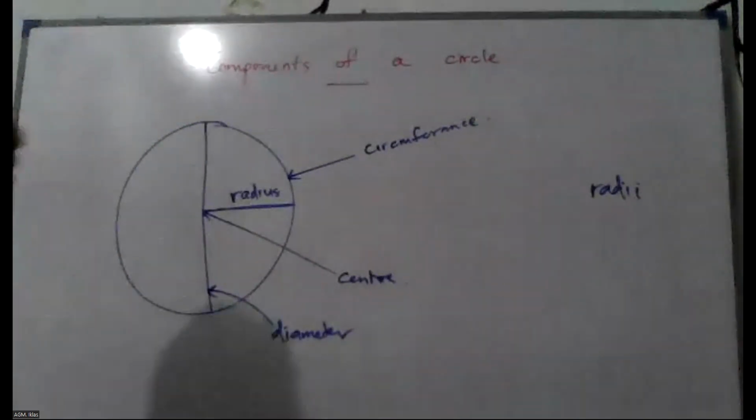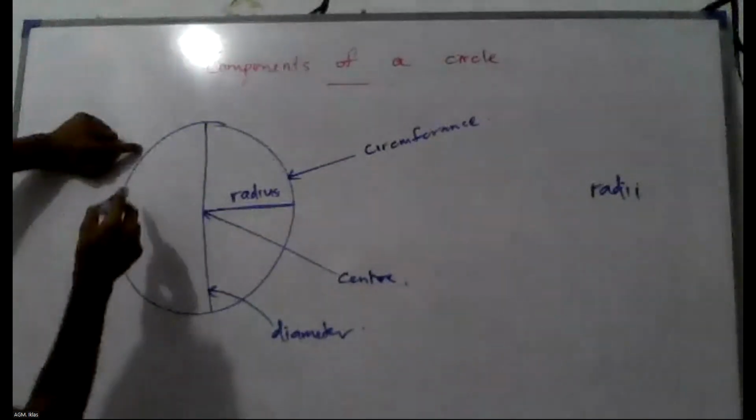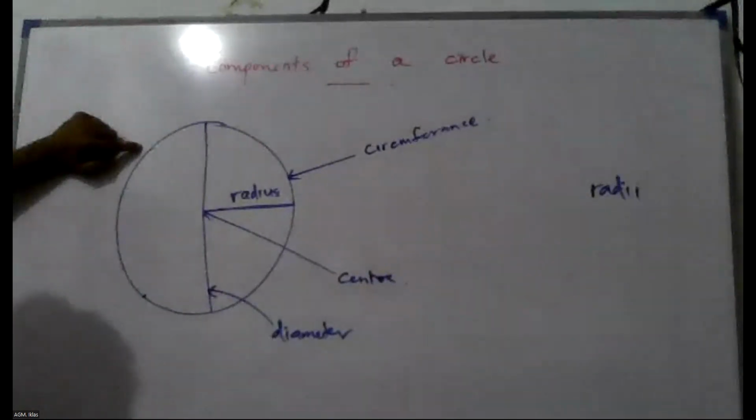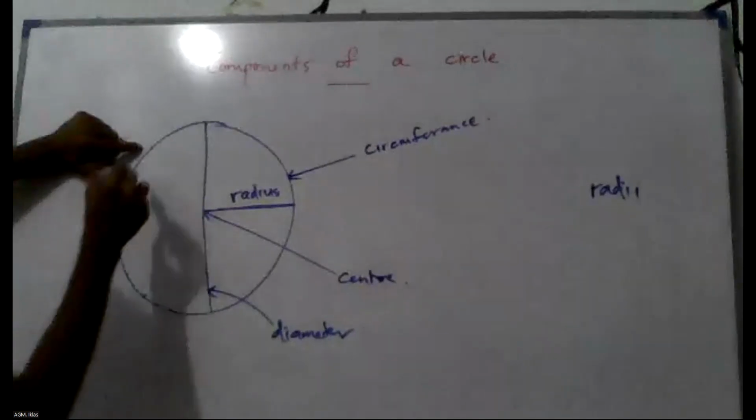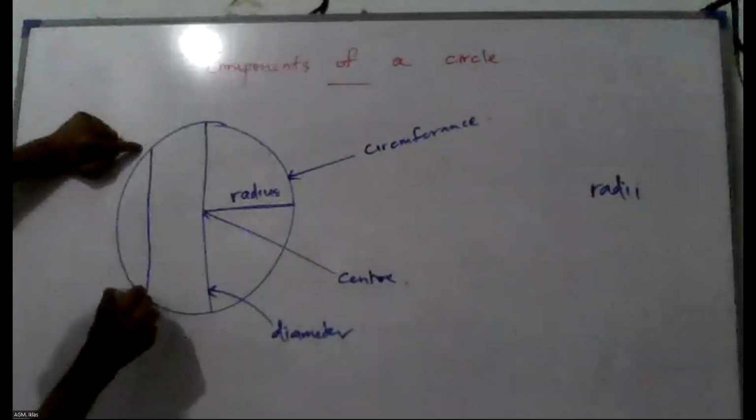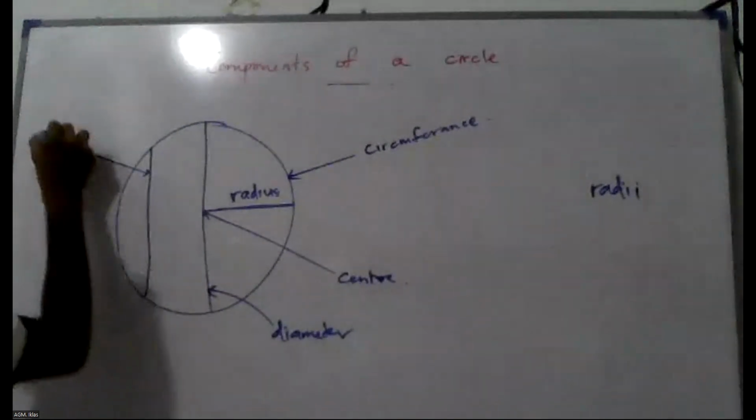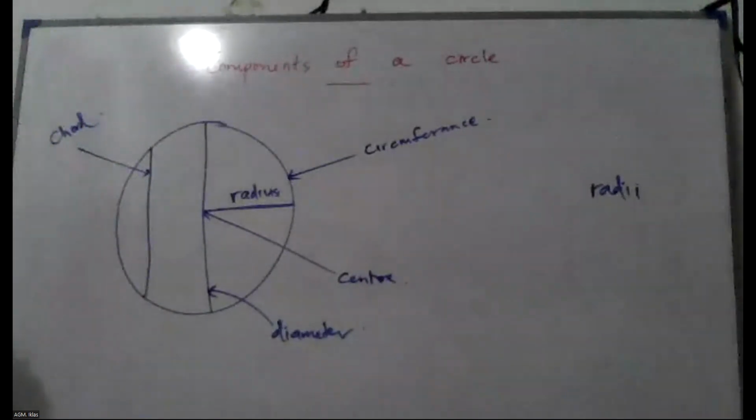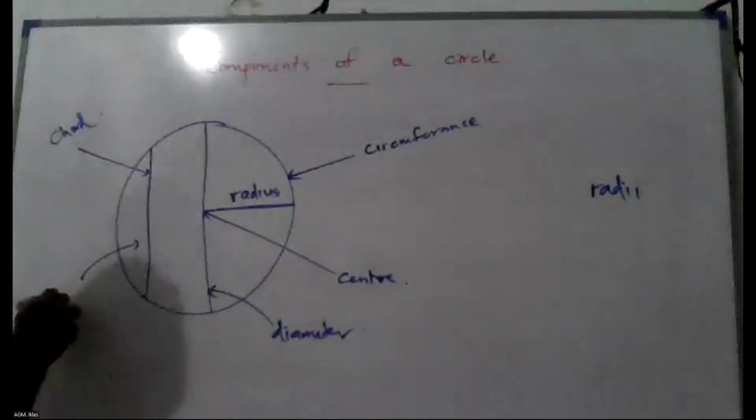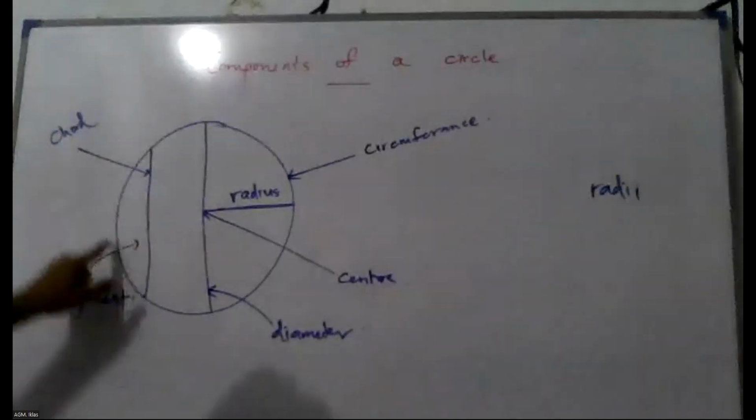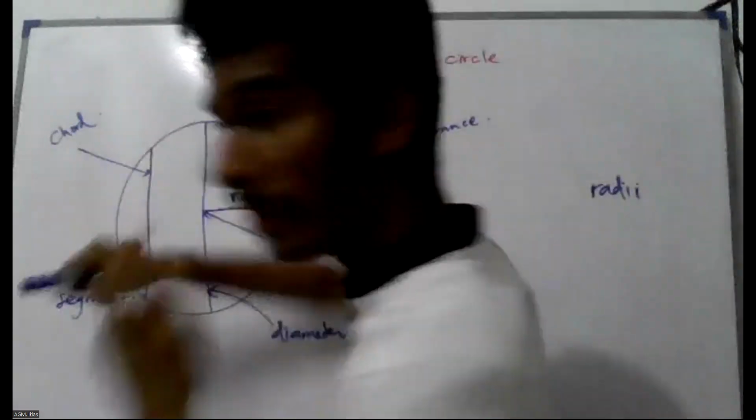Again, the length. A line drawn between two points on the circumference, but which does not go through the center, is called a chord. So this is a chord. This is a chord. And you know this is a segment. An area bounded by a part of a circumference and the chord is called a segment.